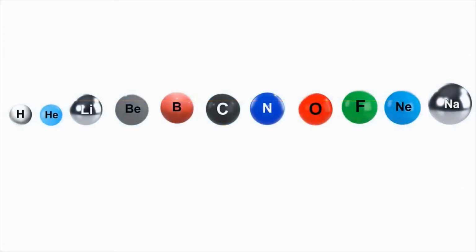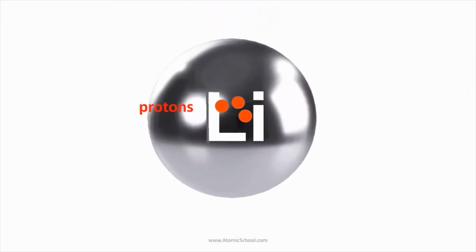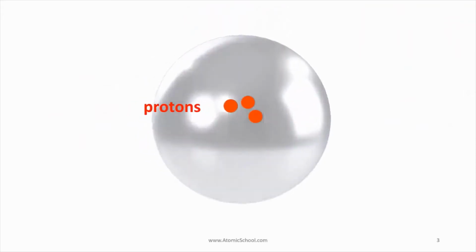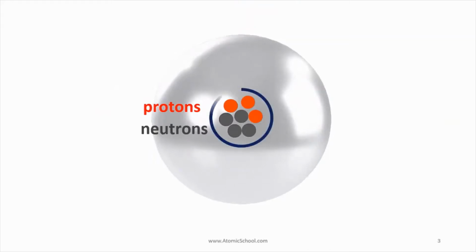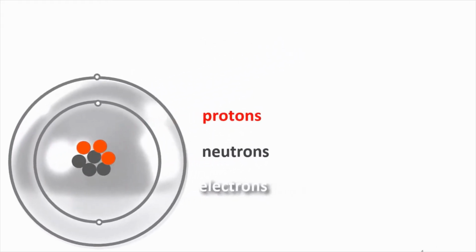In the last video, we saw that atoms are made of three kinds of smaller particles. Protons in the nucleus, which are numerically equal to the atomic number. Neutrons also in the nucleus. And electrons around the outside in shells. This video looks at how protons, neutrons and electrons give an atom its overall mass.